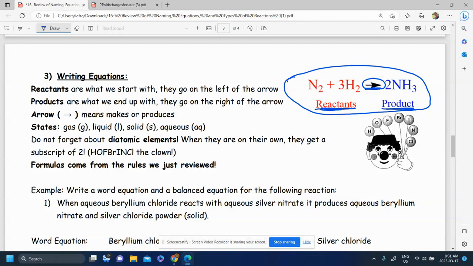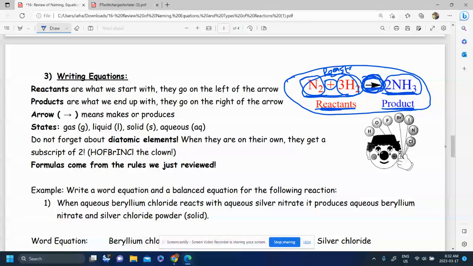That's what's made. So the way you can read this is nitrogen reacts with, that's what the plus means there, reacts with hydrogen to produce or to yield or to make ammonia, NH3, which is the product. This arrow does not mean equals because these are not equal to this. They're different overall. So the arrow really means to produce or to make.